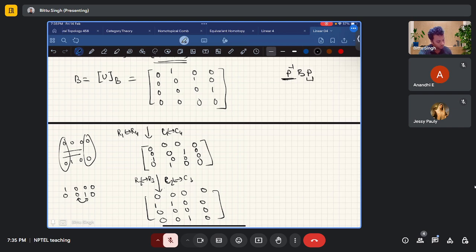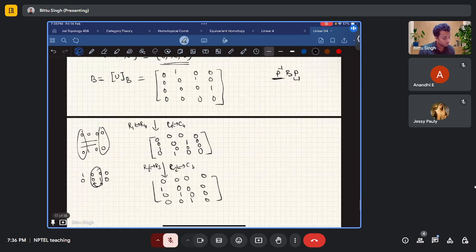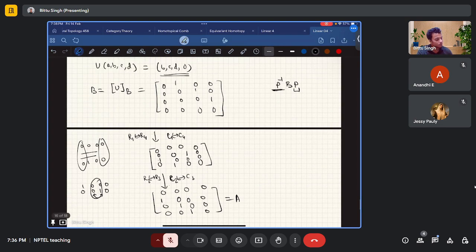Sorry, it is 0 0 0 1. So it is 0 1. Sorry, 0 1 0 0, because we need to exchange those two columns, and this will give us this. Now we can see that this is actually the matrix A. Therefore, we have applied those operations.